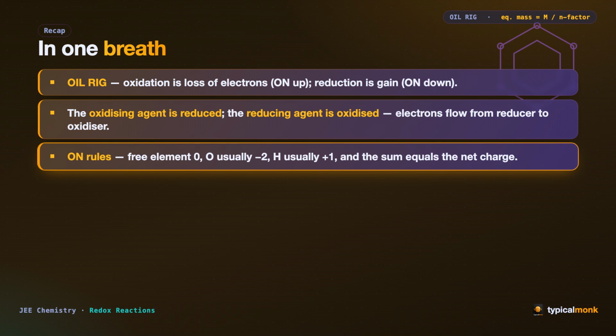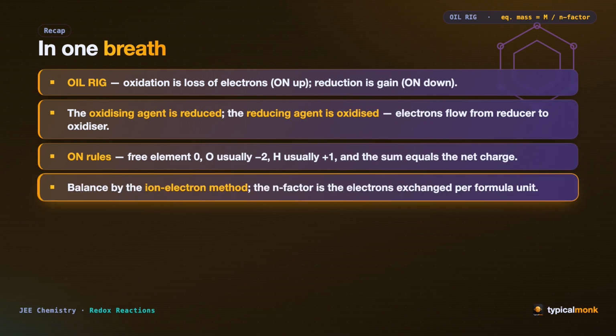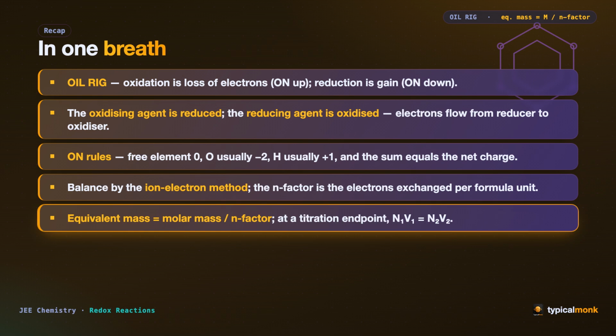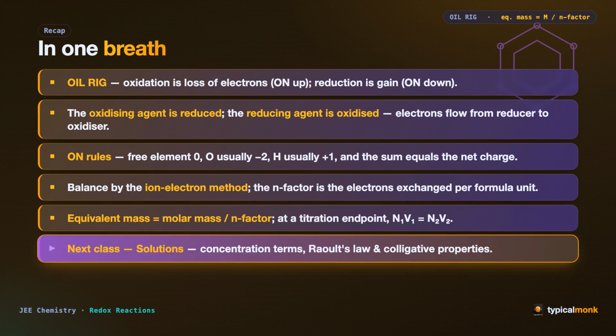The oxidation number rules: a free element is 0. Oxygen is usually -2, hydrogen usually +1, and the sum equals the net charge. Balanced by the ion-electron method, and the N factor is the electrons exchanged per formula unit. The equivalent mass is the molar mass divided by the N factor, and at a titration endpoint, N1V1 equals N2V2. Next class, solutions, the concentration terms, Hall's law, and the colligative properties.